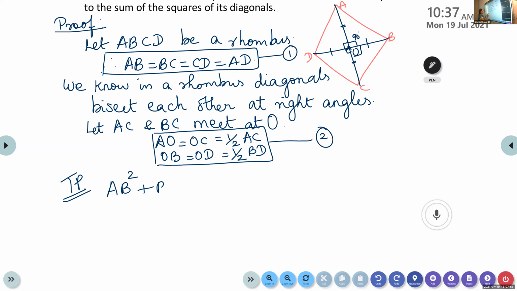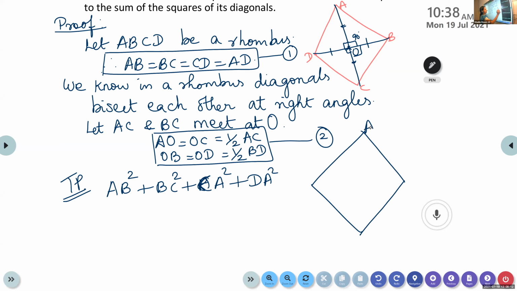AB square plus BC square plus CD square plus DA square. I'll draw the figure once again here: A, B, C, D. These two diagonals intersect at O. Sum of squares of the sides is equal to the square of the diagonals, AC square plus BD square. This is what we have to prove.